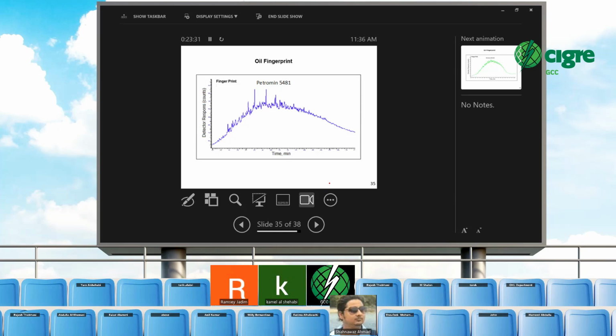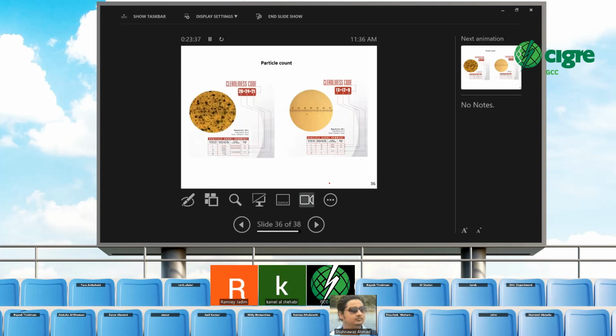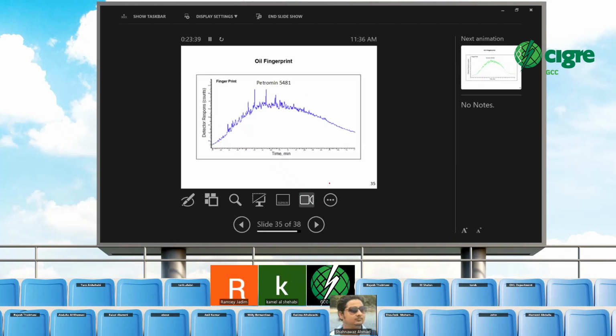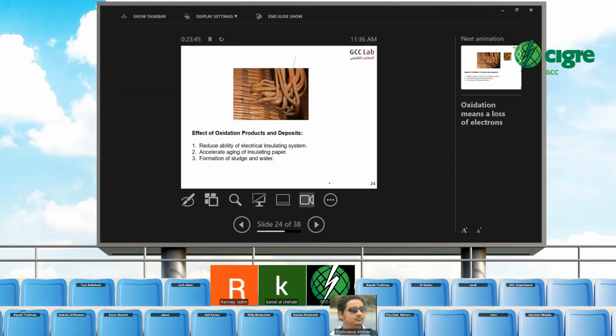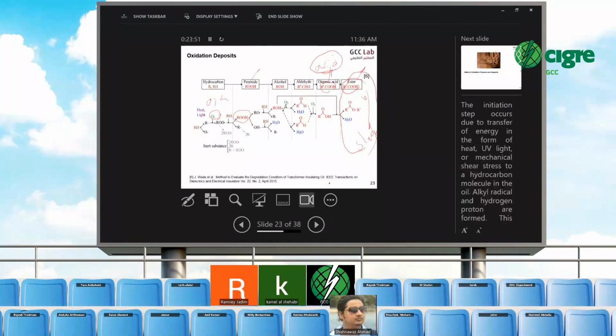Any more questions? I have one question on oxidation deposits. As you mentioned, the presence of ester is very critical for oxidation deposits. For routine oil tests, we are doing a particle test, sediment and sludge test, and other oil tests. Do you think this should be a baseline for detecting oxidation deposits? In case of any observation of sediment and sludge, then should we go for further tests to detect the presence of ester?